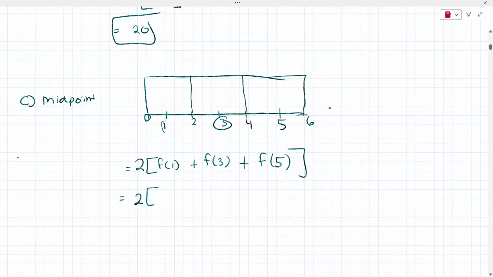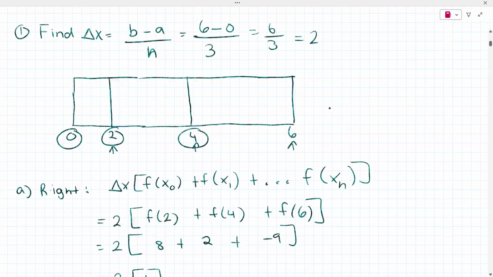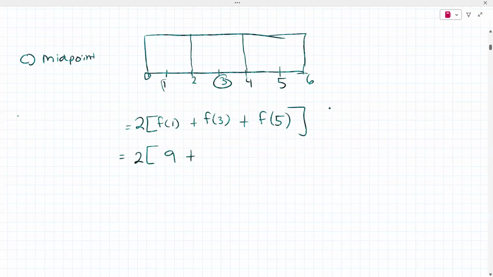This is f of 1 is 9. Wait, f of 1, let me double check. Yes, f of 1 is 9. You just look at the chart. And then f of 3 spits out 6, and then f of 5 spits out -7. This is going to be 2, and then 9 plus 6 plus -7 is 8, and then 2 times 8 is 16.